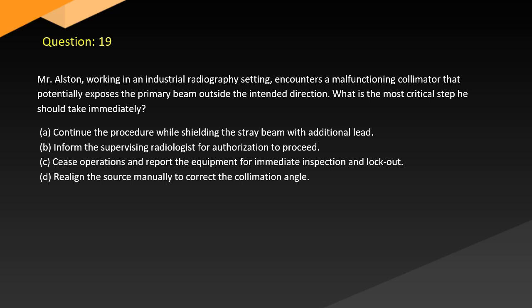Question 19. Mr. Alston, working in an industrial radiography setting, encounters a malfunctioning collimator that potentially exposes the primary beam outside the intended direction. What is the most critical step he should take immediately? A. Continue the procedure while shielding the stray beam with additional lead. B. Inform the supervising radiologist for authorization to proceed. C. Cease operations and report the equipment for immediate inspection and lockout. D. Realign the source manually to correct the collimation angle.